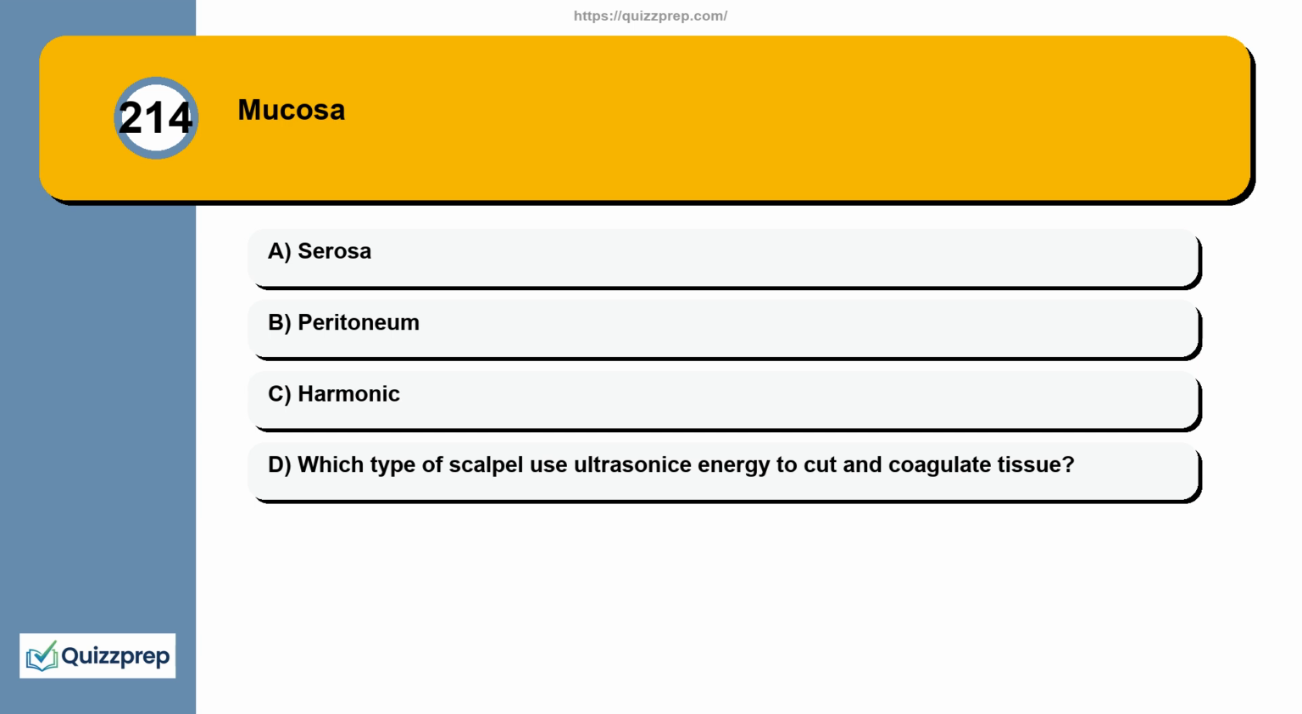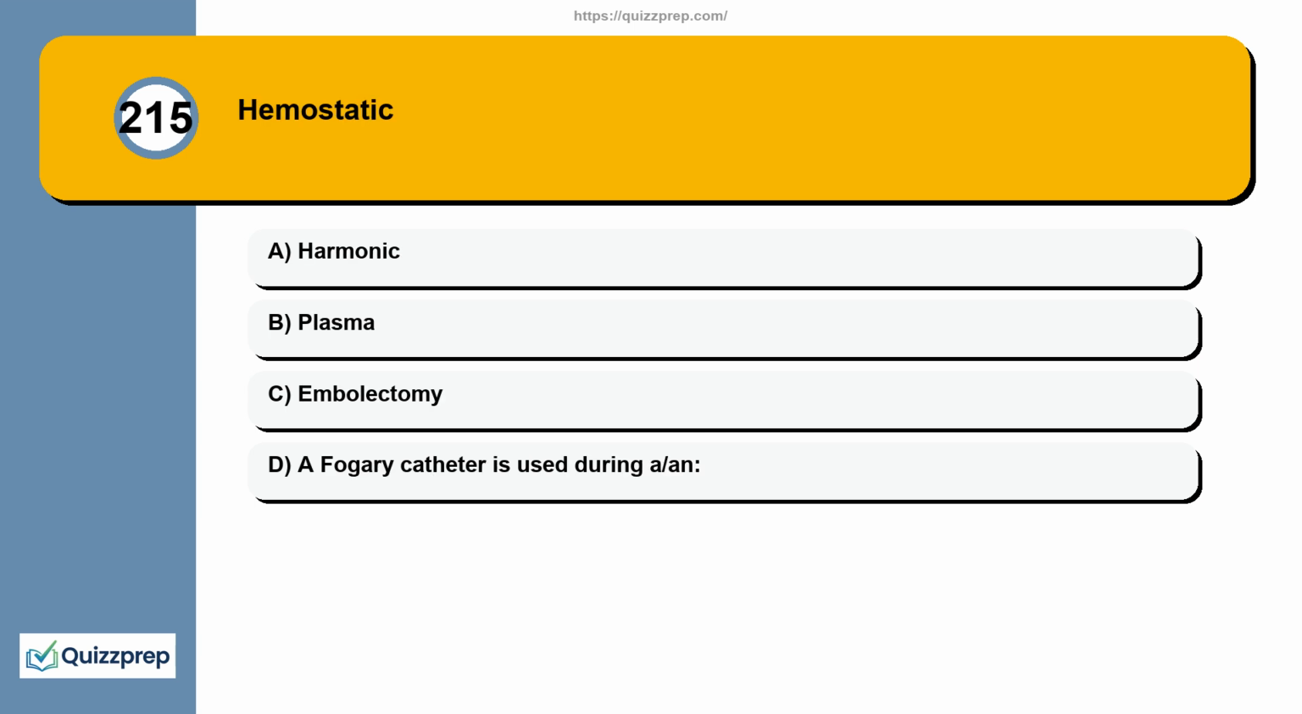The correct answer is option N/A. Question 215: Hemostatic, option A; harmonic, option B; plasma, option C; embolectomy, option D. A Fogarty catheter is used during an.